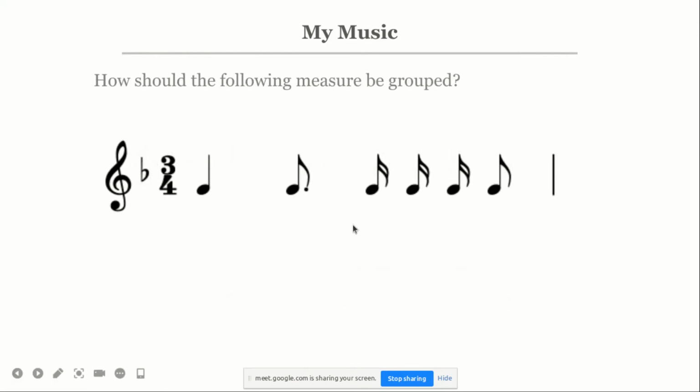Yes, we are. So tell me how we will group this. I will group the 3 semiquavers to remain with two quavers to be 1, 2, 3, 4. Yeah, grouping the 3 semiquavers to remain with the minim and 2 quavers.